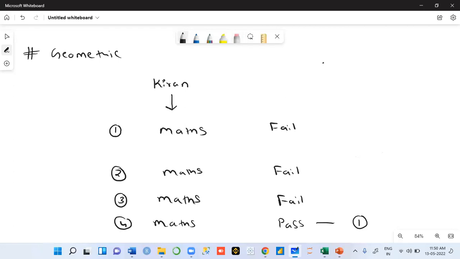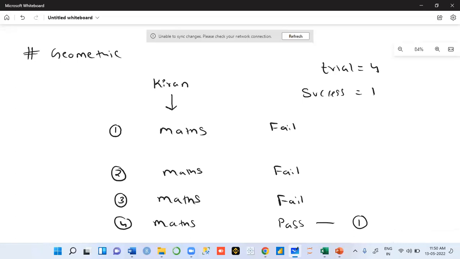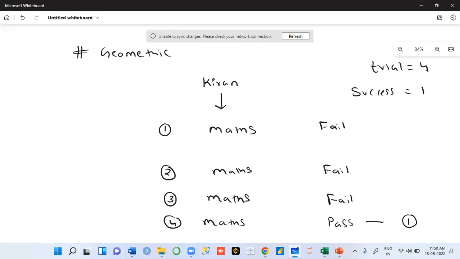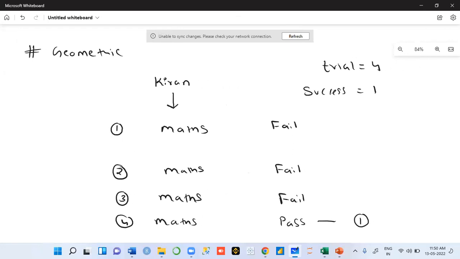4. So can I say she required trials to pass 1 time, to get success 1 time? 4 trials. To pass 1 time, she required 4 trials. So when we have to find the trials needed for the first success, that time we use geometric.